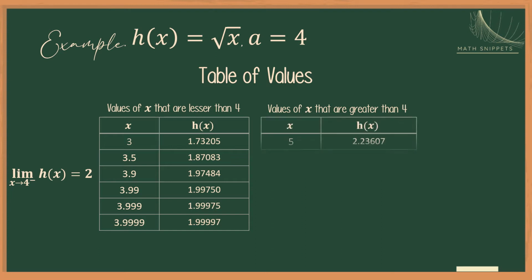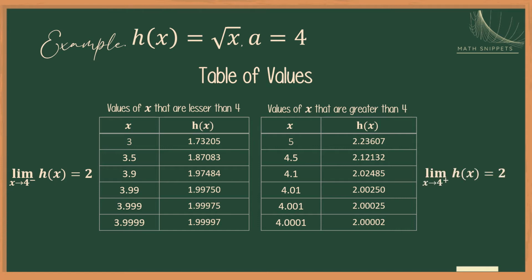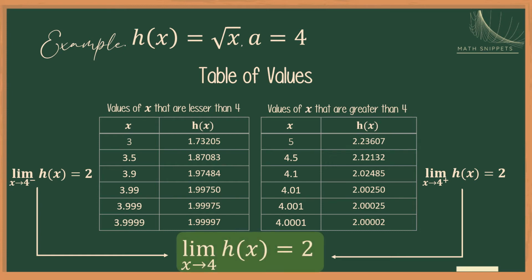On the right-hand side, we also see that as the values of x move from 5 down to 4, the values of the function get closer to 2. So we say that the limit of h of x, or the limit of square root of x as x approaches 4 from the right, is equal to 2. Since the left-hand and the right-hand limits are both equal to 2, then we say that the limit of h of x, or the limit of the square root of x as x approaches 4, is equal to 2.